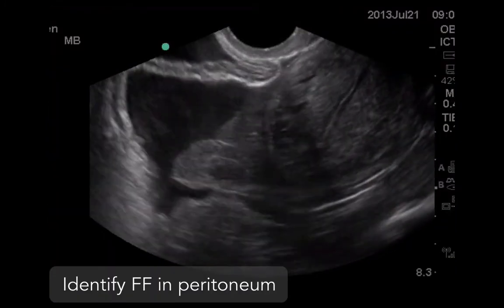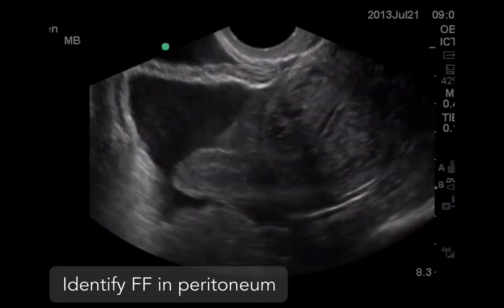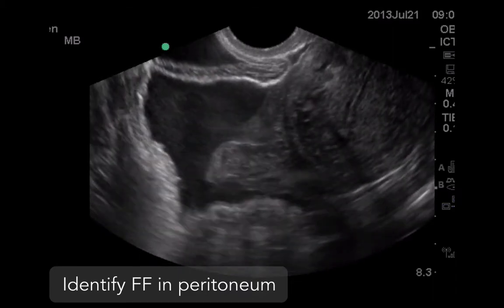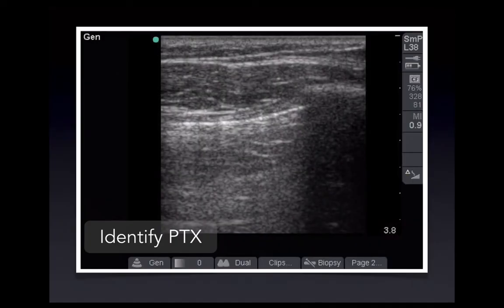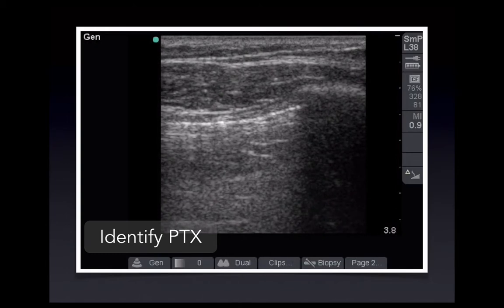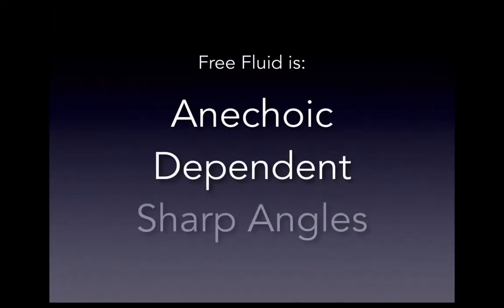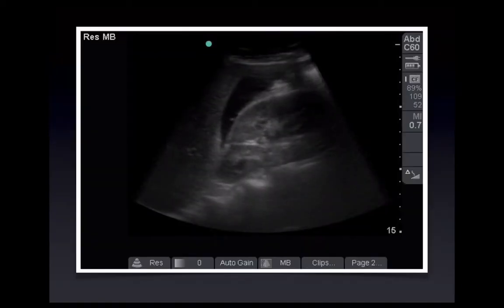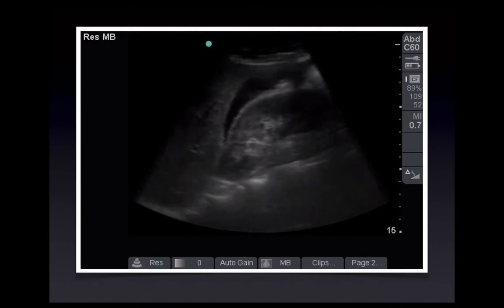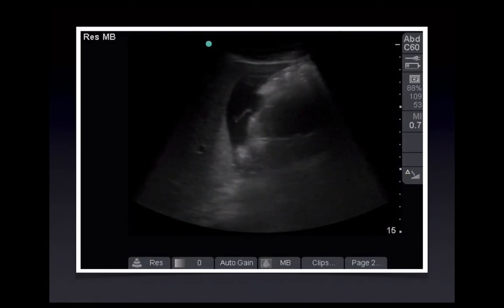There's an example of a ruptured ectopic. You have the uterus on the right side of the screen with a large area of free fluid. And we can also look for pneumothorax, and we'll show you how to do that. So again, fluid is anechoic, dependent, and has sharp edges. You see a kidney on the right side of the screen with a liver, and that free fluid in the middle, in the hepatorenal space.